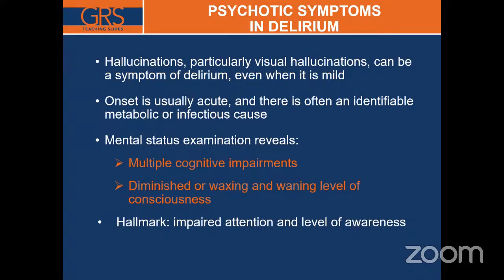Onset is usually acute, and there is often an identifiable metabolic or infectious cause, mainly sepsis or hypertension, and so on. Mental state examination reveals multiple cognitive impairments. The patient is not oriented to time, person or place. He cannot understand you, or sometimes is not coherent about what is happening around him. There is also a diminished or waxing and waning level of consciousness. So the hallmark is impaired attention and level of awareness in psychotic symptoms with delirium.